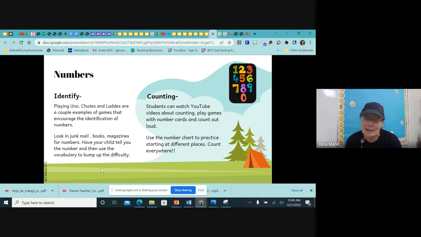Okay, Chutes and Ladders. It's an old-timey board game, I know, but it's great for numbers. And it goes really high. And they're going up and down, up and down. It's wonderful.